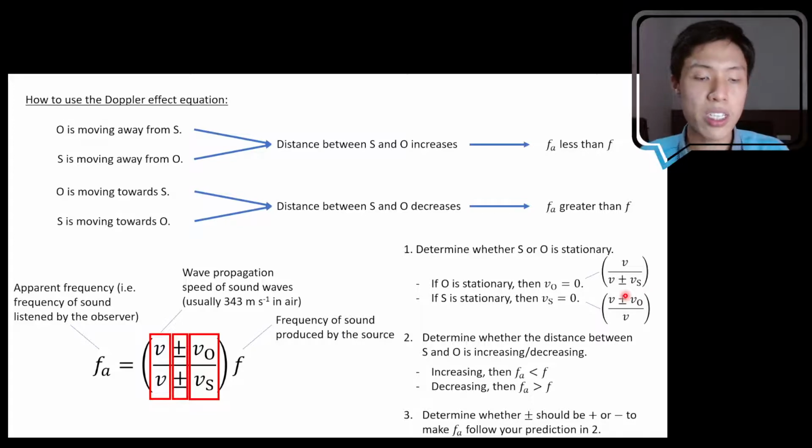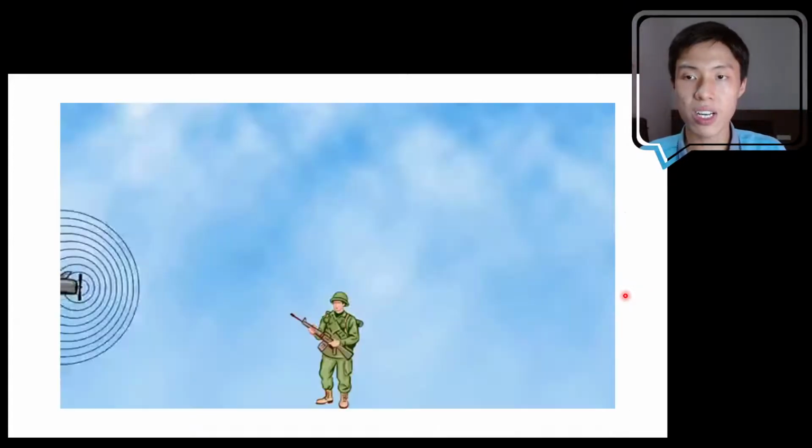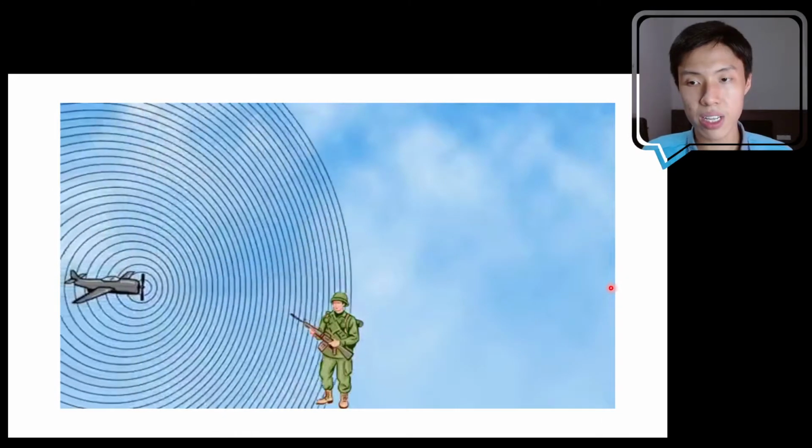Now let's apply this equation in the same situation we discussed in the previous video. So we have a jet moving towards a soldier. So in this case, it will be moving towards here, then the apparent frequency will be higher. Then once the jet moves past this soldier over here, the sound source is moving away from the observer. Therefore, you should expect a lower frequency, a lower pitch. So it'll be something like this.